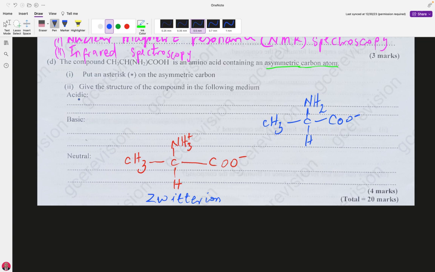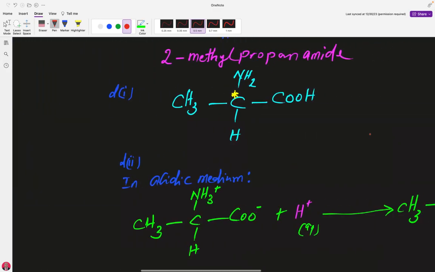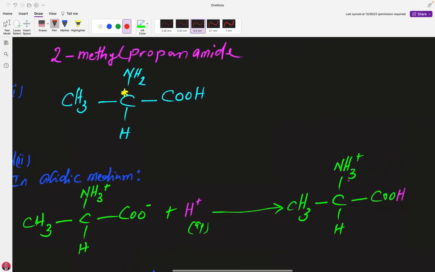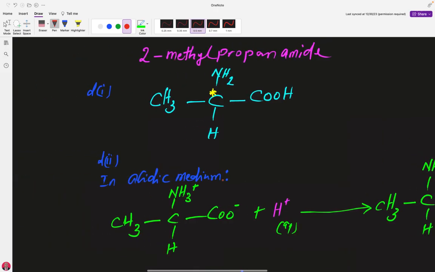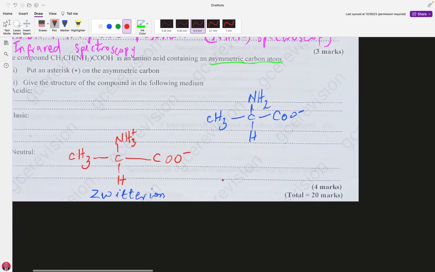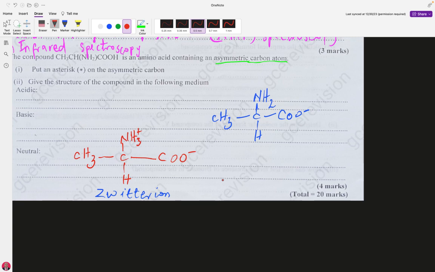Now, in this other compound here, in acidic medium, it's supposed to be acidic. Because it is acidic, it's supposed to be basic now. So how do we do it now? We change color. So it's supposed to be basic. That is COOH, and the NH3. In acidic medium, you see COOH and the NH3. That's the difference.